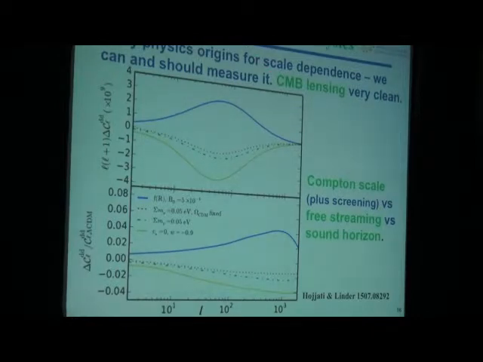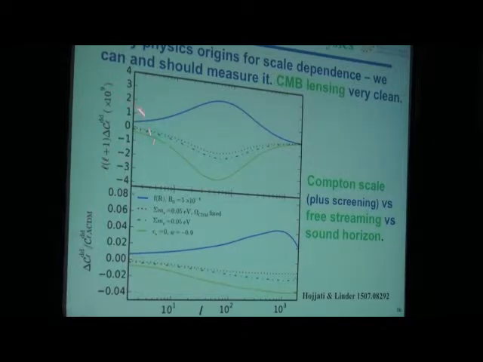So there are many different theories, and a lot of new physics can give you a scale dependence. Modified gravity is one of them, and there are different ways we can measure it. One of the methods that is my particular favorite is the lensing of the microwave background. It's very clean in the theoretical interpretation, and the measurements are advancing very rapidly.